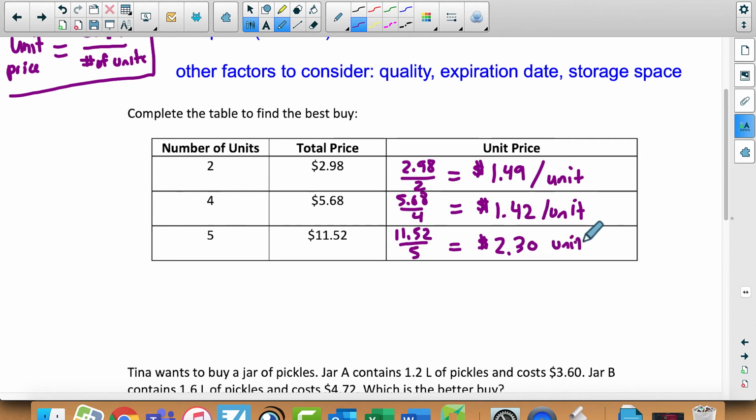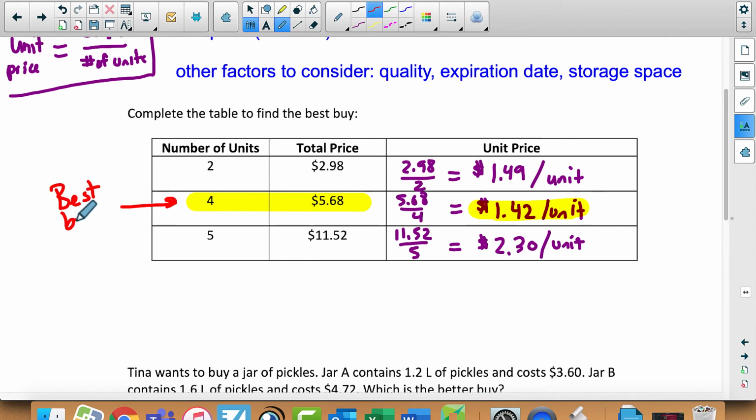So which one's the best? Now be careful. Sometimes people see this big number and they say that's the best. But we're trying to save money. You actually want the one that is the lowest. So actually the best price is this one, the $1.42. So this option right here is the best buy.